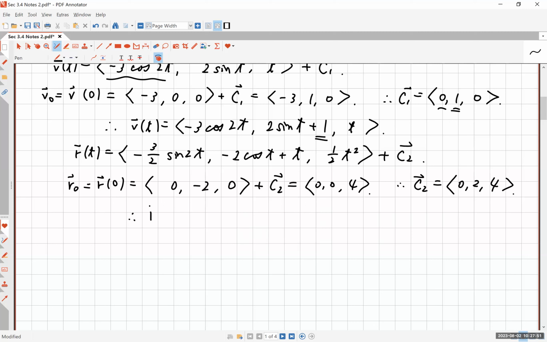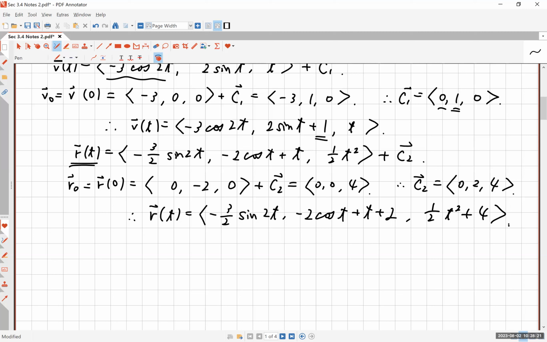Okay, so now we have our final answer here for the position function. Great, isn't it? Okay, what's R(t)? Well, that's basically what we have here, plus you plug in 0, 2, 4 for your constants. So it's negative 3 halves sine 2t, plus 0, negative 2 cosine of t plus 2, and then 1/2 t squared plus 4. All right, so finally we have this as our solution to this initial value problem.